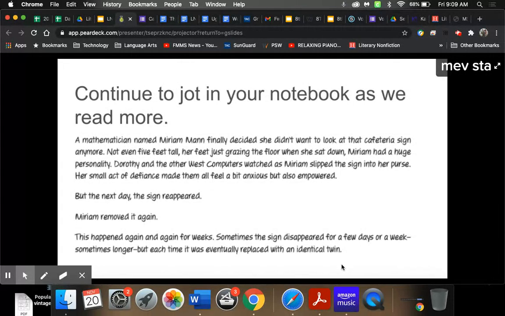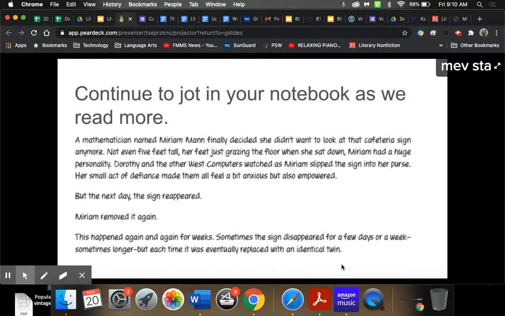Okay, so I'm going to read a little bit more. Keep jotting, please. A mathematician named Miriam Mann finally decided she didn't want to look at the cafeteria sign anymore. Not even 5 feet tall, her feet just grazing the floor when she sat down, Miriam had a huge personality. Dorothy and the other West computers watched as Miriam slipped the sign into her purse. Her small act of defiance made them all feel a bit anxious but also empowered.